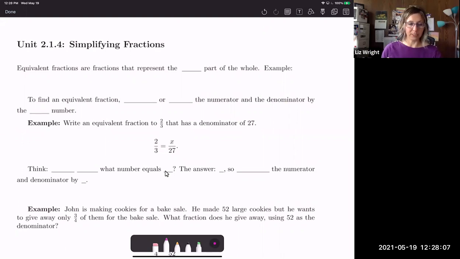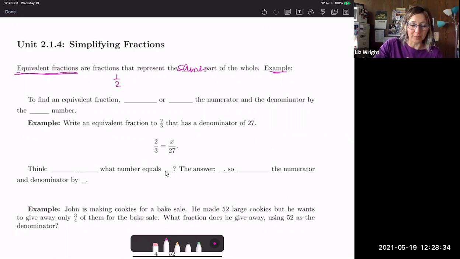This topic in particular, just this page right here, is talking about simplifying fractions. And so here we're going to start with this definition of what are equivalent fractions. Equivalent fractions are fractions that represent the same part of the whole. So your examples, I'm going to move down so I have a little bit more space. But let's say we're coming up with equivalent fractions of 1/2.